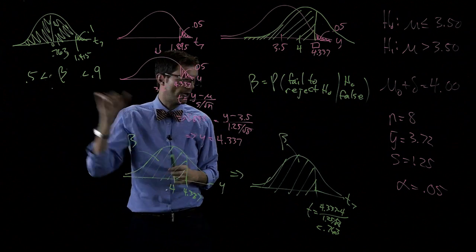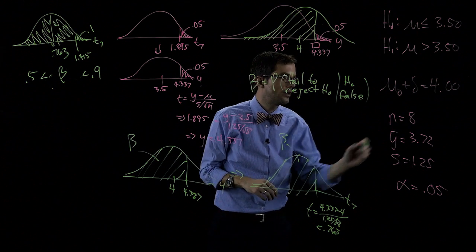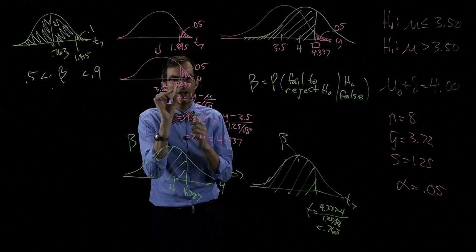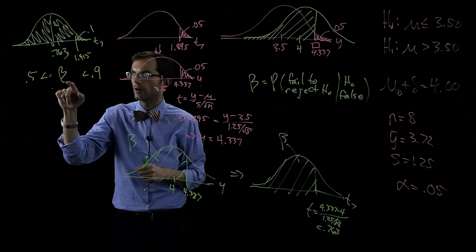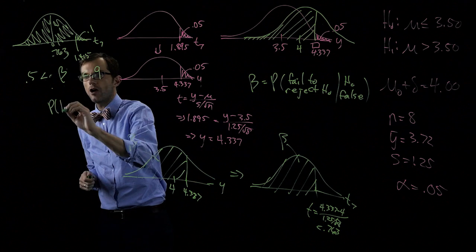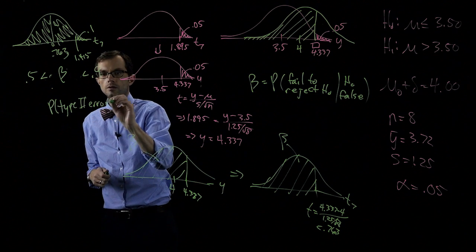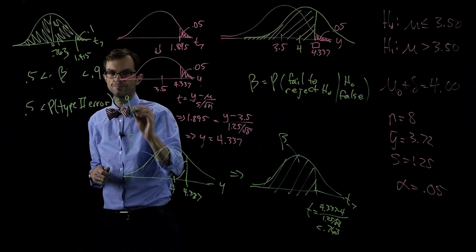That's because the standard deviation is quite big and the sample size is quite small. We're just not going to be able to tease out that difference between 3.5 and 4. Therefore, beta is quite large. The probability of type 2 error lies between 0.5 and 0.9.